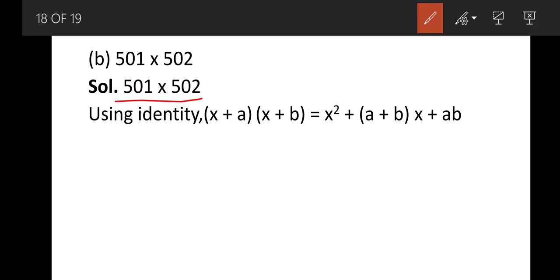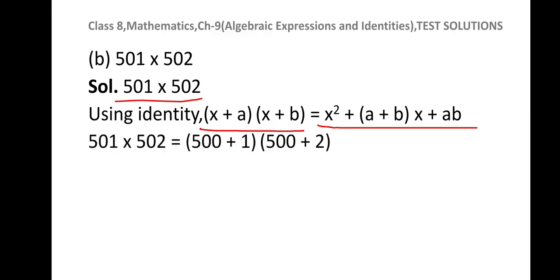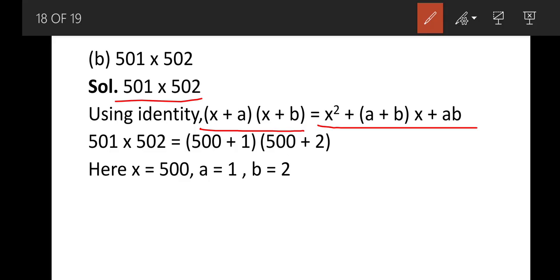Identity number 4 is x plus a into x plus b is equal to x square plus a plus b into x plus ab. Now let us see what are x, a and b. First of all, I have written 501 into 502 as 500 plus 1 bracket 500 plus 2. If you compare these two, you will come to know that x is 500. In place of x, 500 is written. In place of a, 1 is written. In place of b, 2 is written.